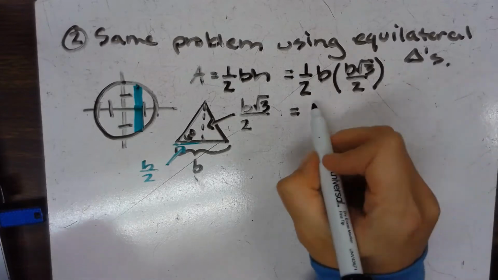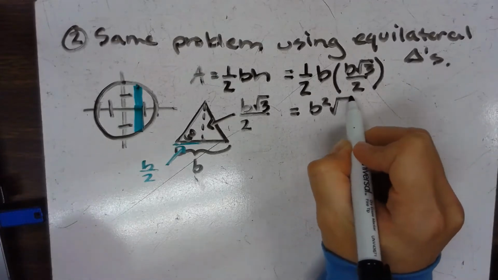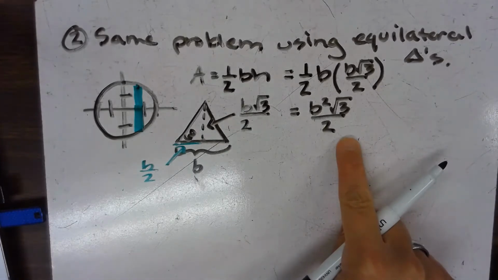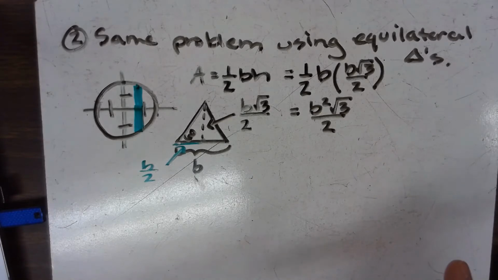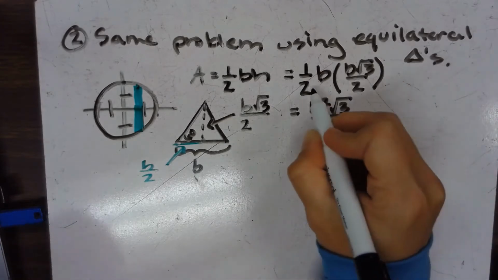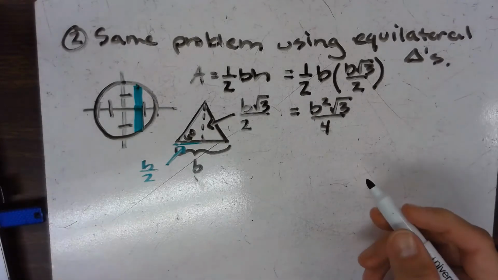All right, so what does this equal? Base squared times square root of 3 over 2. So this is what we're integrating. All right, this is what we're integrating right here. Or actually, it's over 4, sorry, because I should have done 2 times 2.